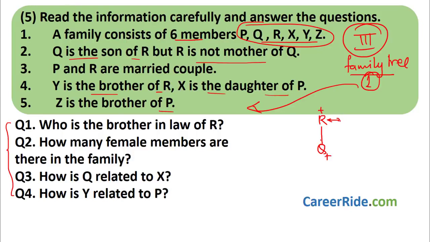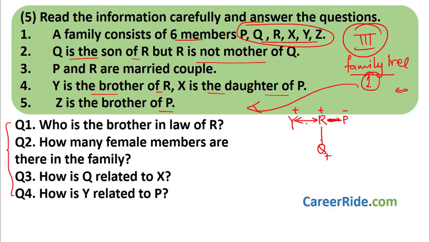Now P and R are married couple. If P and R are married, R is the husband, so P will be the wife. P will be the mother of Q. We use a dash for married couple, husband and wife, and we use arrows for siblings. So we have a dash over here for R and P. Now Y is brother of R. Y is brother, so male. So siblings, so a double-edged arrow.